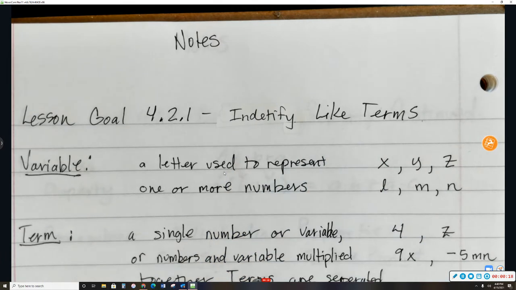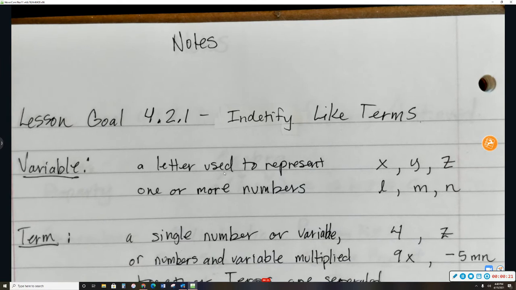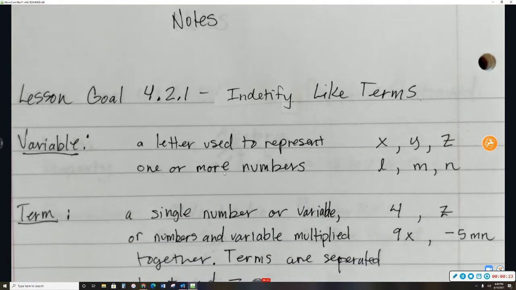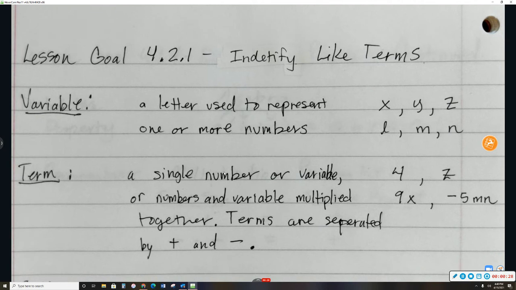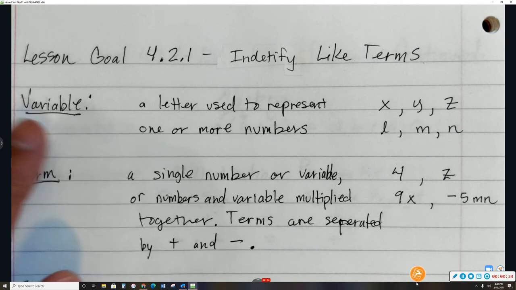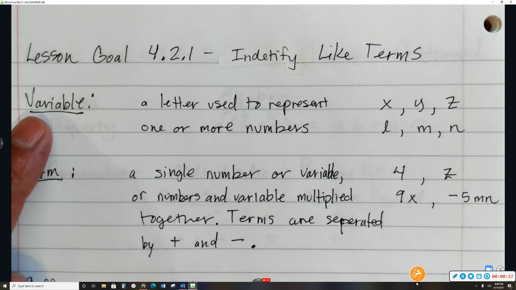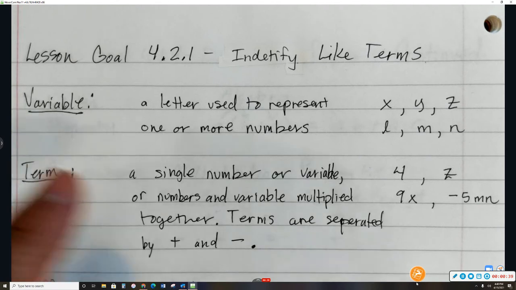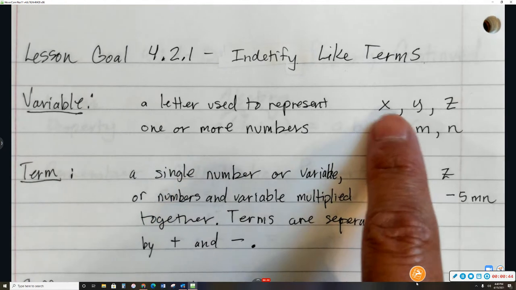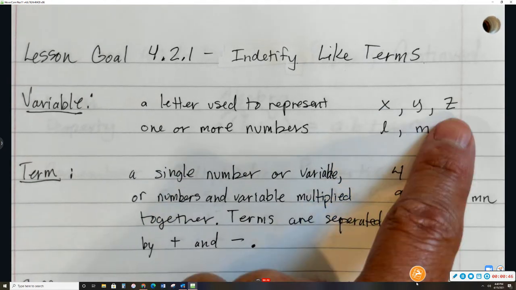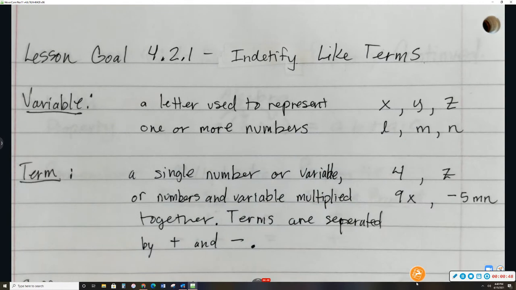And we have quite a few things I want to define. We've actually talked about some of these, but we haven't officially defined them, so I'm going to do that now. For example, variable, like we've talked about variables. I've said it's just a letter, but it's a letter used to represent one or more numbers. And here are common variables that you'll see a lot: x, y, z, l, m, n. Really, any letter in the alphabet can be used as a variable.